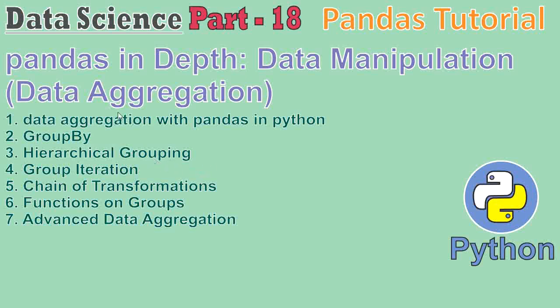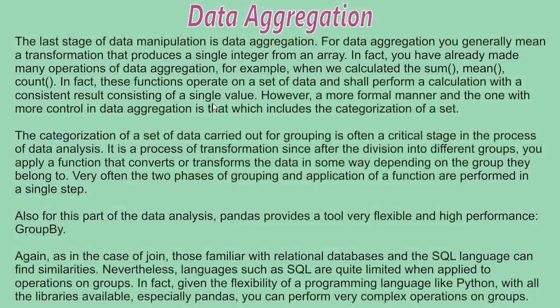Alright, first we will know something about data aggregation. So, the last stage of data manipulation is data aggregation. By data aggregation you generally mean a transformation that produces a single integer from an array. In fact, you have already made many operations of data aggregation, for example, when we calculated the sum, mean, count.